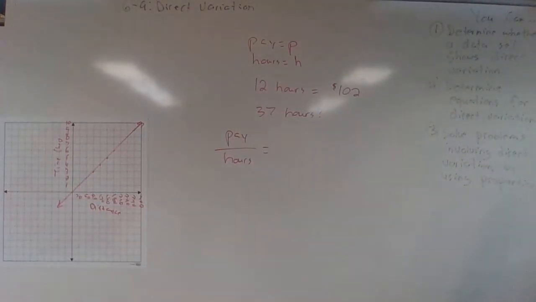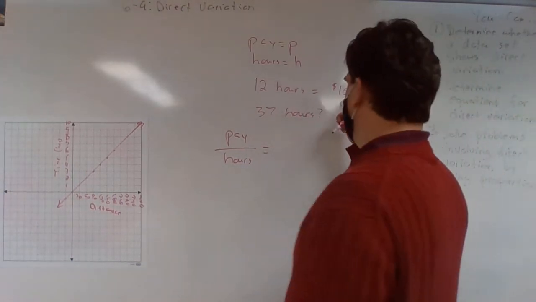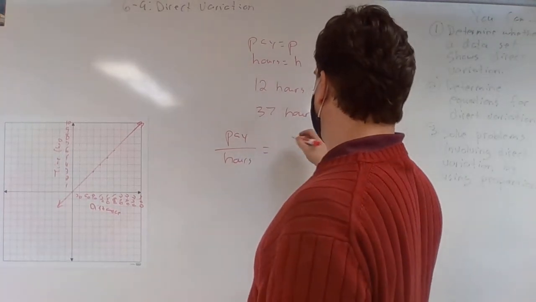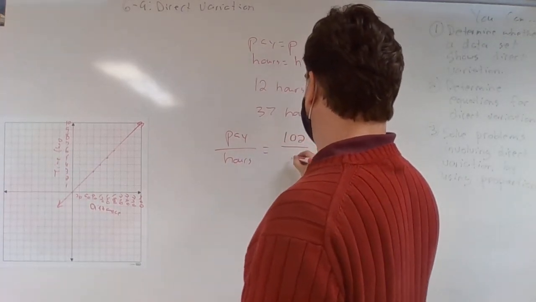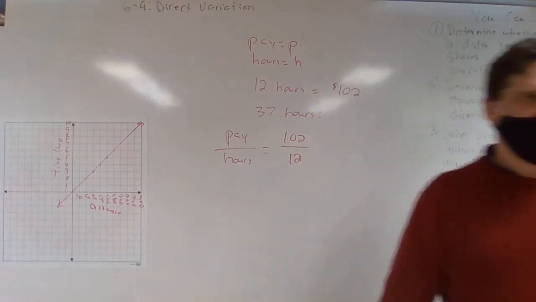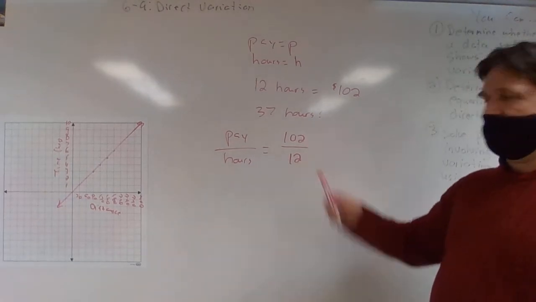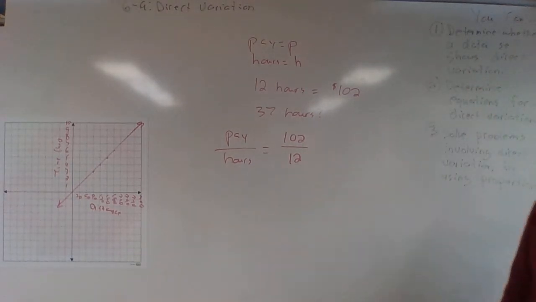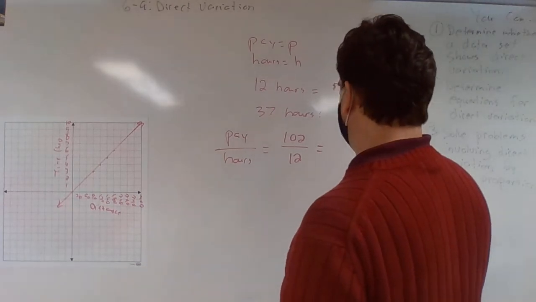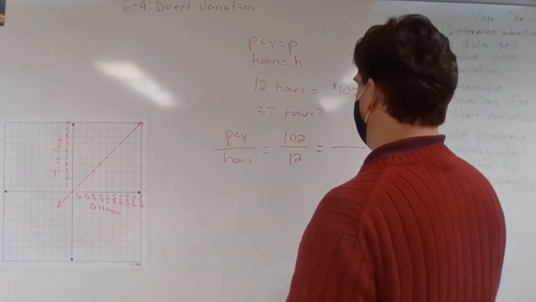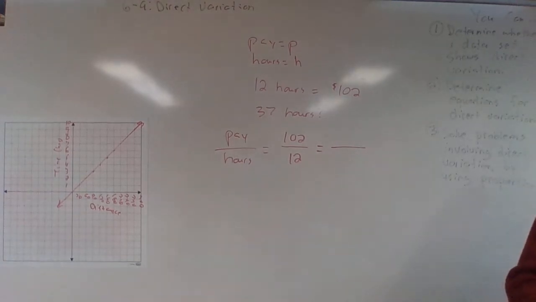So what is the ratio that I do know? What do I know for sure that I could set as a ratio? 12 over 102. Yeah, I know that I'll make $102 in 12 hours. Right? That's a ratio. I work 12 hours, I'll make 102 bucks. I know that to be true. So if it's equivalent and there's direct variation, what am I solving for? What don't I know? Pay.